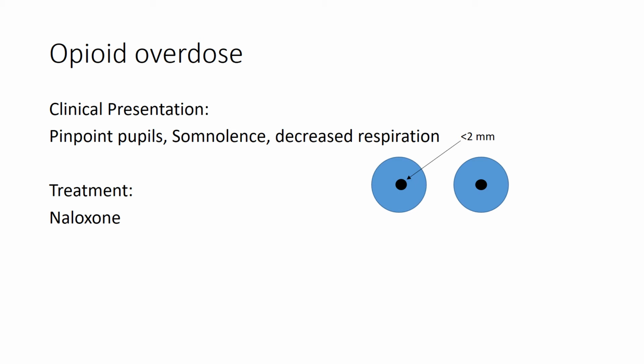It primarily affects the mu receptor, which is responsible for respiratory depression, analgesia, and the euphoria that you experience with opioid use. It's less effective, though, on the delta and kappa receptors. So the treatment for these patients is naloxone.